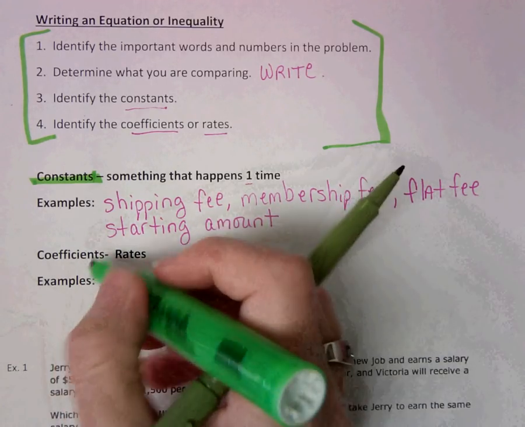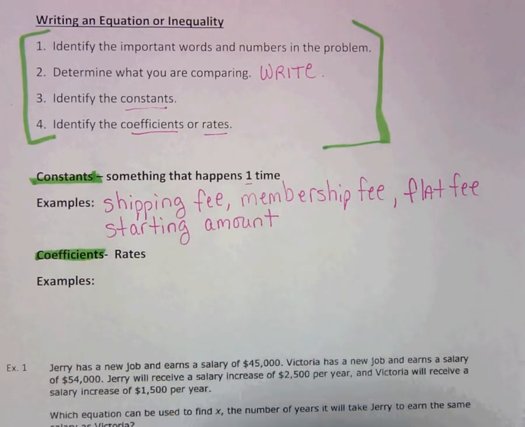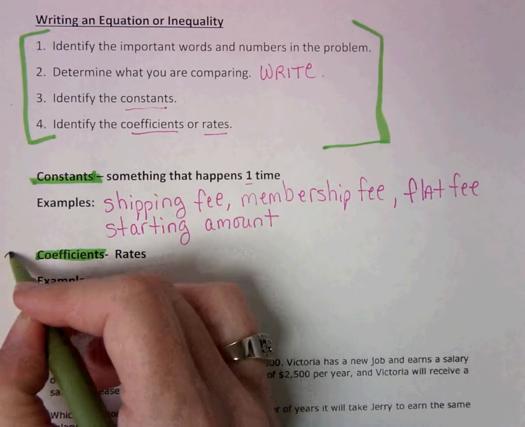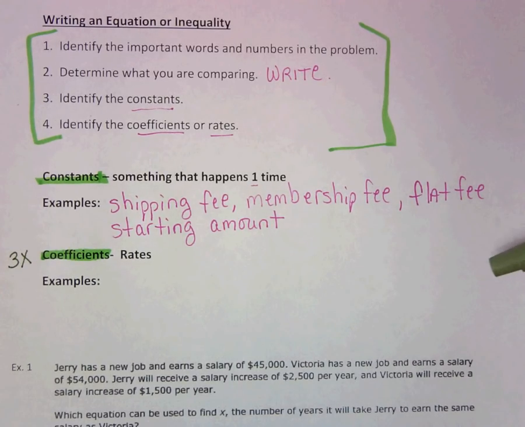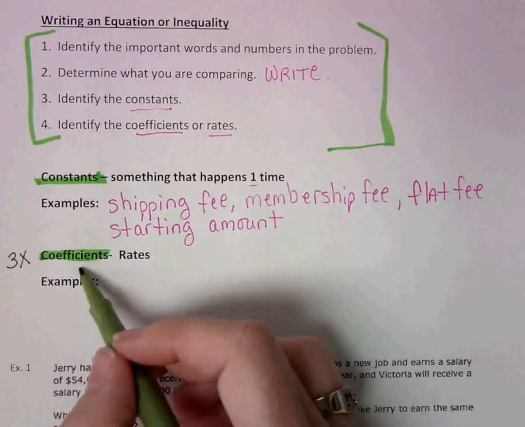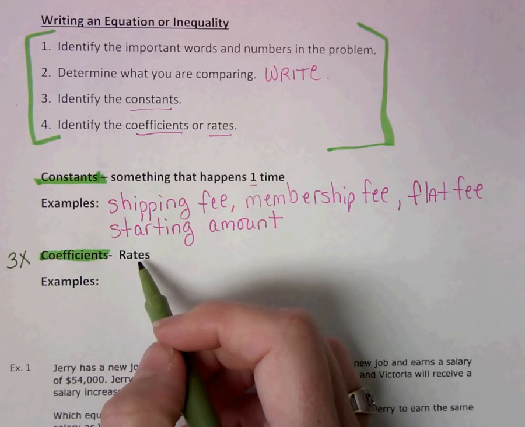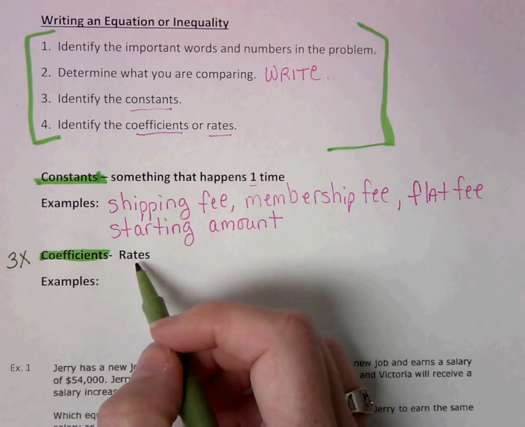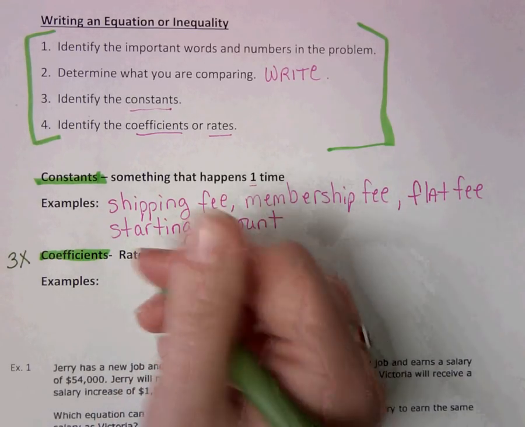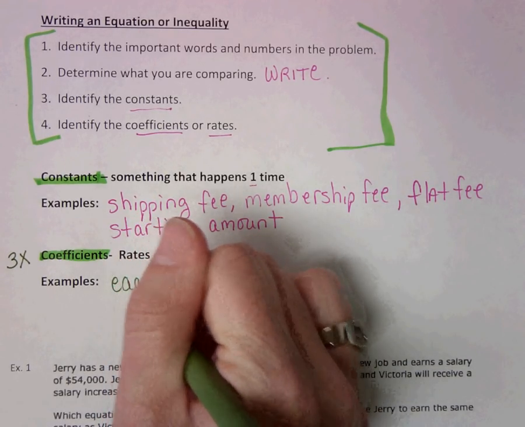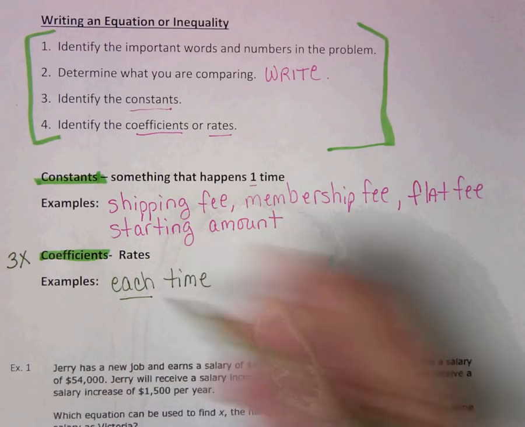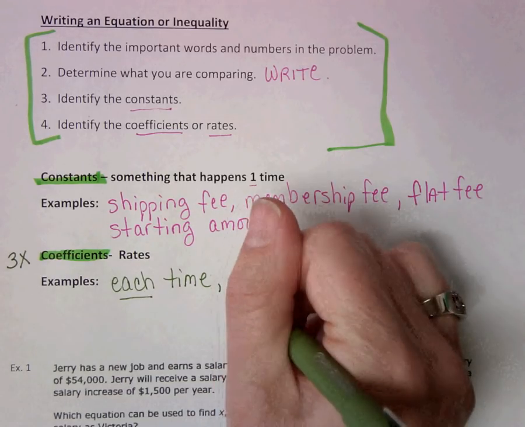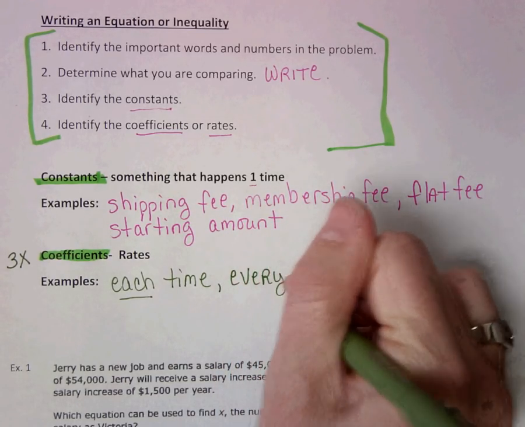And so then we know coefficients. Remember, a coefficient is the number part of a variable term. So the 3 is the coefficient right here. A lot of times coefficients are given to us as rates. There are lots of different ways we could see it, lots of different words. One way you might identify a coefficient is it might say each time, because that's going to indicate multiplying. It might say every time.